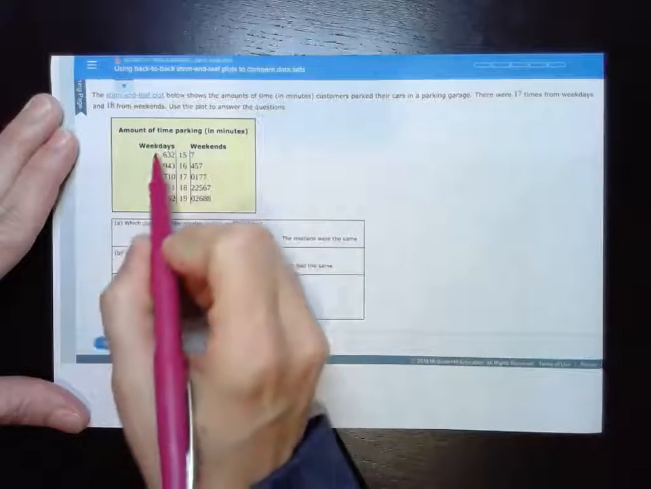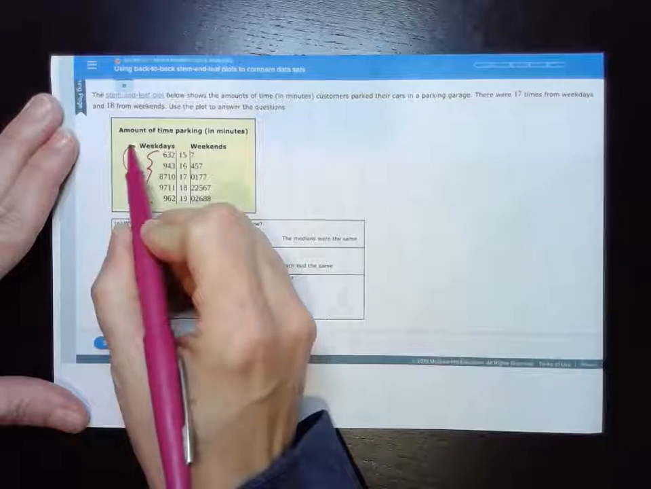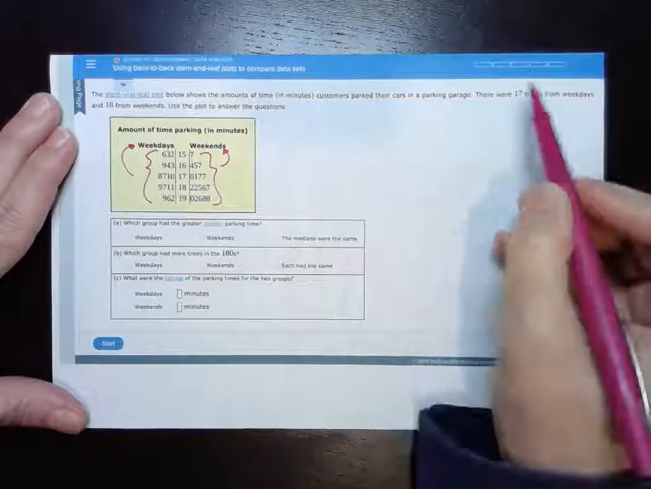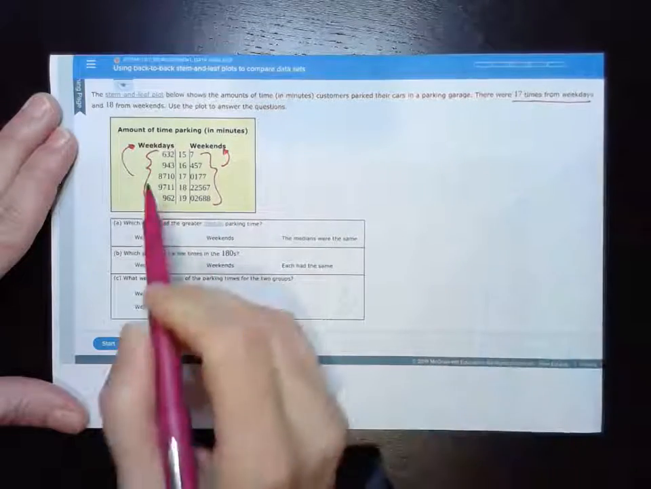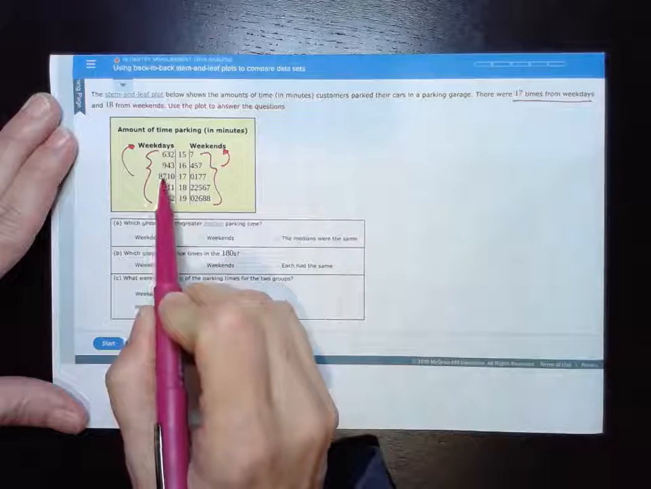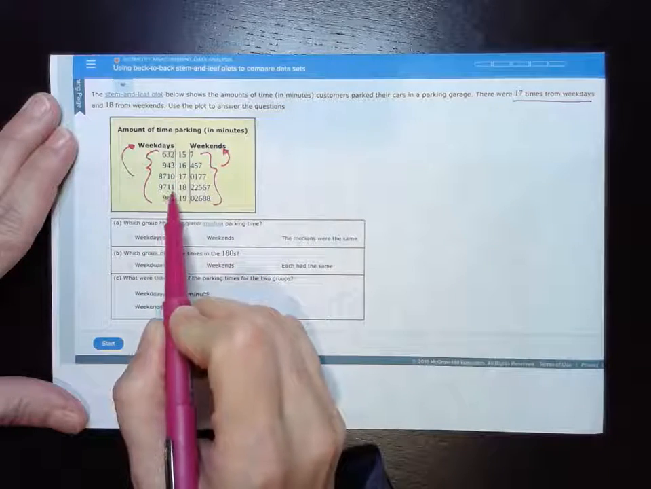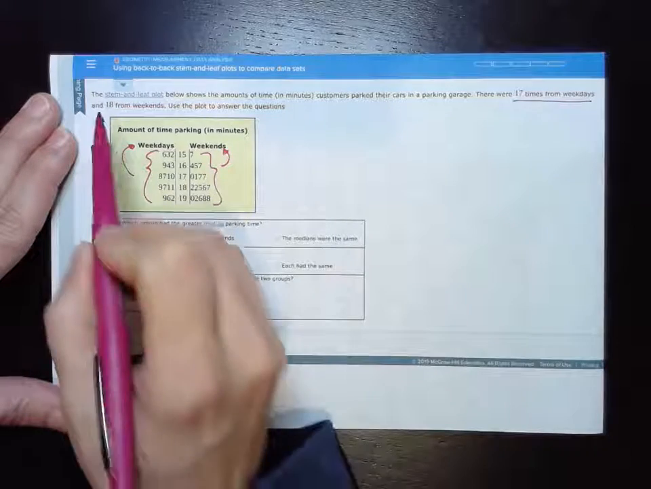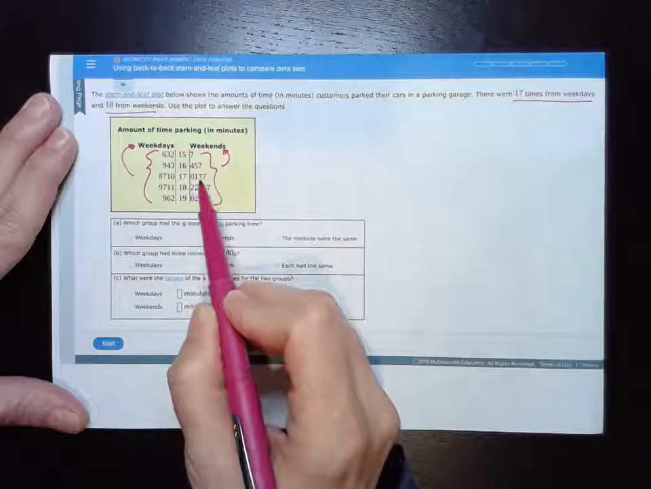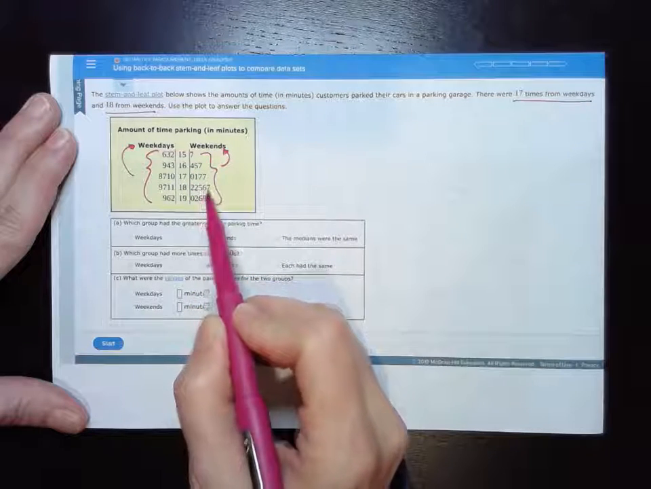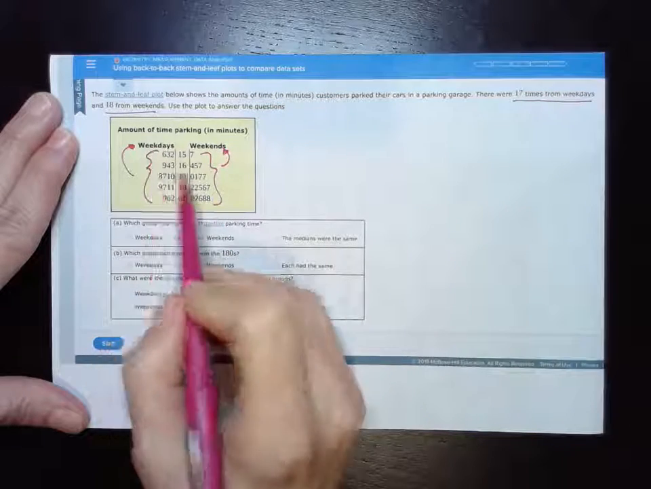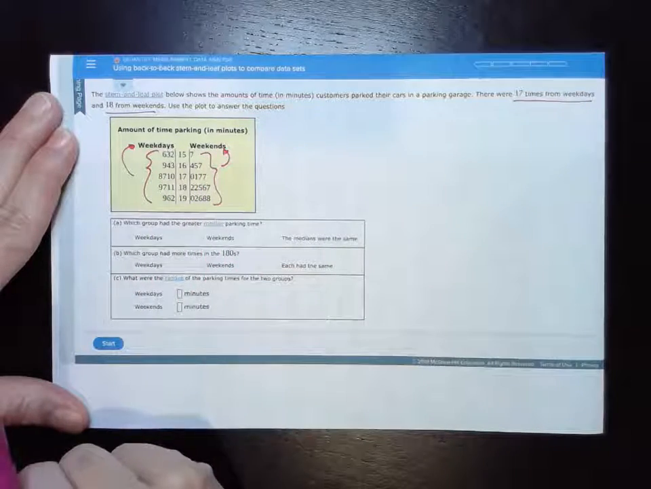So these numbers here represent your weekdays, and these numbers represent your weekends. So if we counted the numbers on the weekdays, you'll count 17. 1, 2, 3, 4, 5, 6, 7, 8, 9, 10, 11, 12, 13, 14, 15, 16, 17. There are 18 on the weekends. So that's where they get the 17 and the 18 from.